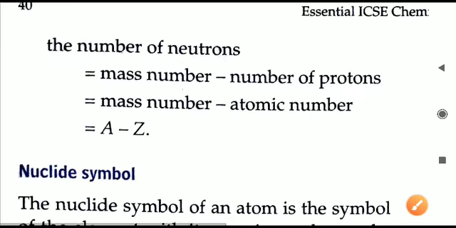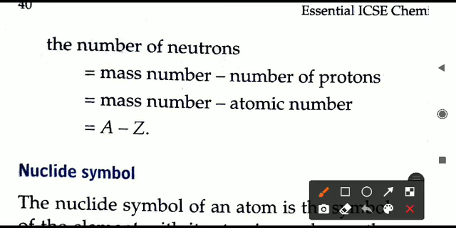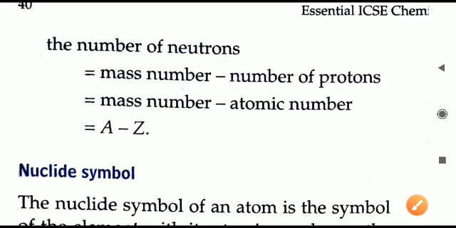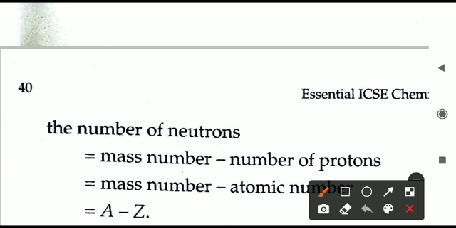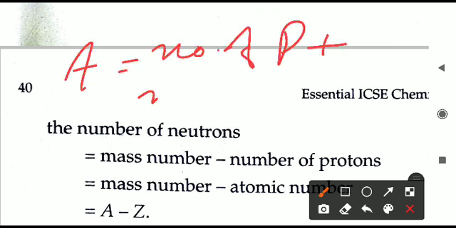Next now, number of neutrons. This is the third formula now. If we have to find out the neutrons, then how we will do so? Just now we have seen one formula. Mass number A equal to number of protons plus number of neutrons. This we have seen now.